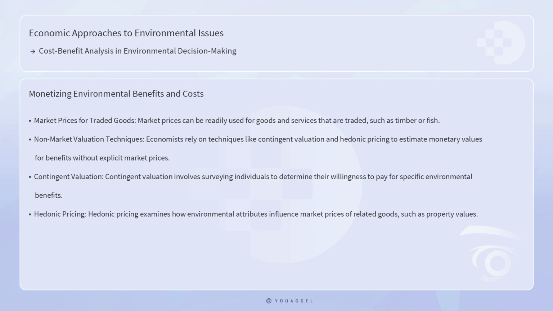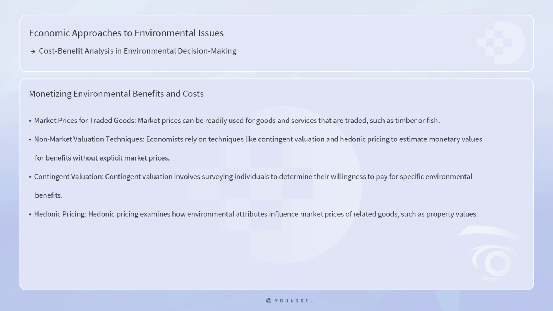Monetizing environmental benefits and costs is another challenging yet essential component of cost-benefit analysis. Market prices can be readily used for goods and services that are traded, such as timber or fish. However, many environmental benefits, such as biodiversity, clean air, and scenic beauty, do not have explicit market prices. In such cases, economists rely on non-market valuation techniques, such as contingent valuation and hedonic pricing, to estimate monetary values.